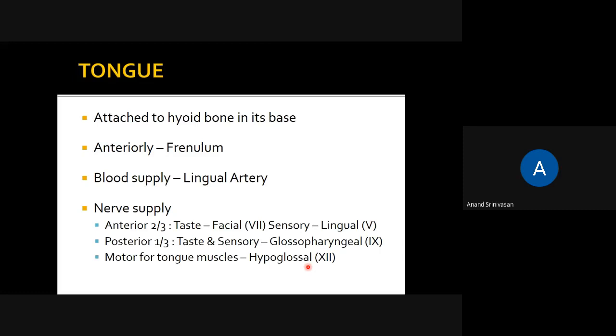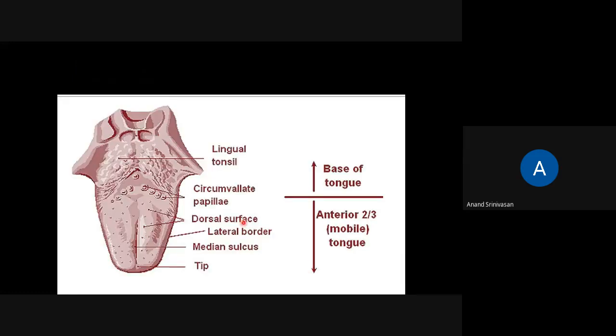They might ask you this in the form of a case scenario as well, so just be prepared for that. Here you can see the tongue. This is the anterior two-thirds of the tongue, and this is the posterior one-third of the tongue.